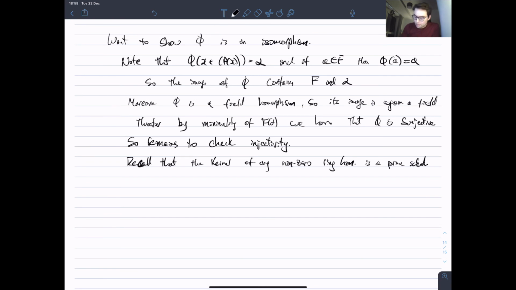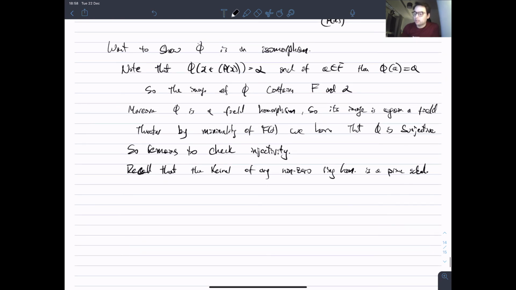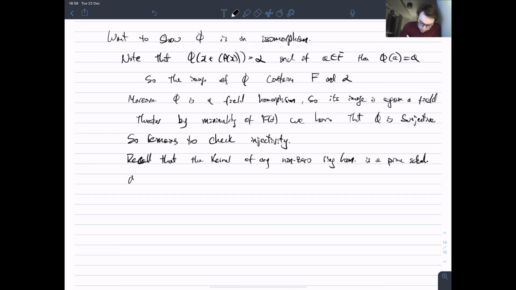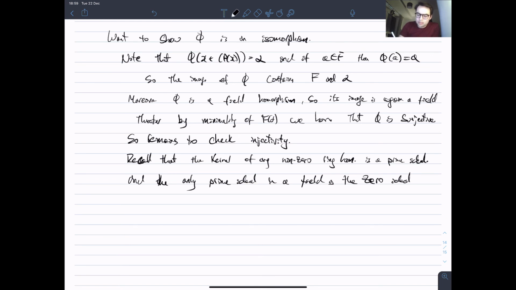Maybe I forgot that. Maybe I misstated it before. I'll have to check. It's a prime ideal, and the only prime ideal in a field is the zero ideal. Maybe I didn't state this before, but it's true that the kernel of any non-zero ring homomorphism is not just an ideal. It turns out it actually is a prime ideal.